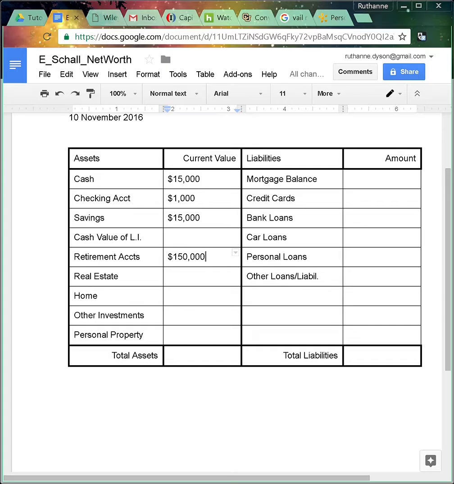He has term life insurance instead of whole life. Term insurance is cheaper, but it does not carry a cash value. So that's what we're concerned about, is that it does not carry a cash value. So this line item cash value of life insurance is just going to be 0.